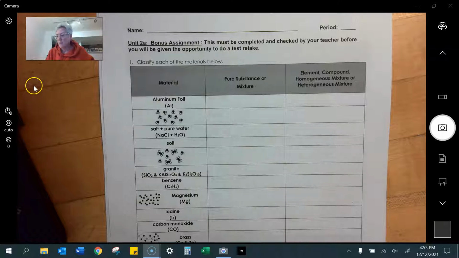I'm going to make a video explaining this Unit 2A bonus assignment for the test retakes. You should have this paper and hopefully have tried it already. Otherwise, I'm going to make a key and go through this whole thing. Hopefully this will help you do better when you retake your Chapter 2A test.